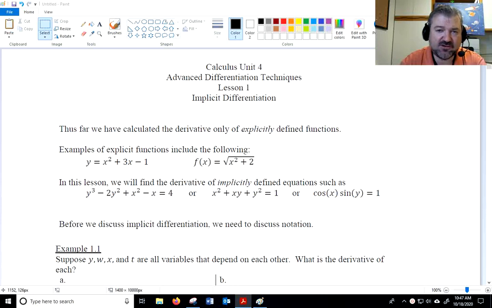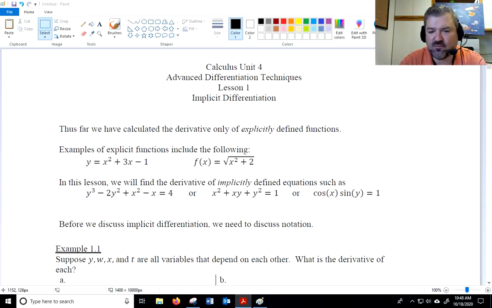And finally, we'll look at our first application of the derivative, which seems to fit nicely into this unit. Our next units will focus more on different types of applications of the derivative. Today, we're going to be looking at a technique called implicit differentiation.